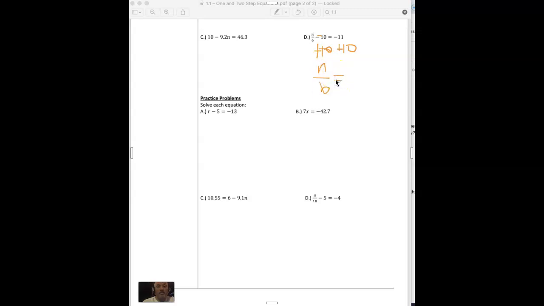Also, don't forget this little technique of drawing that line. I forgot to do that. But either way, negative 11 plus 10 is negative 1. And remember, this is n divided by 6, so if you multiply by 6, it will cancel. I'll multiply by 6 on this side, and negative 1 times 6 is negative 6, so n equals negative 6. And that is your answer. N equals negative 6. So, there's that one.